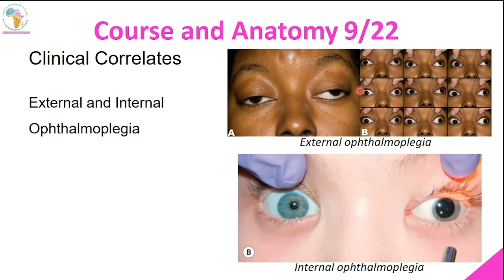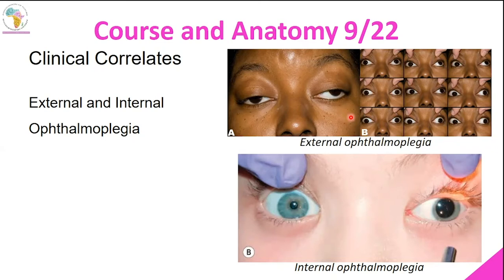As we can see in this patient, there's a drooping of the upper eyelid with deviation of the eyeball to the left side. This is a result of the unopposed lateral pulling effect that the abducens nerve, as we are going to see, has in this case.